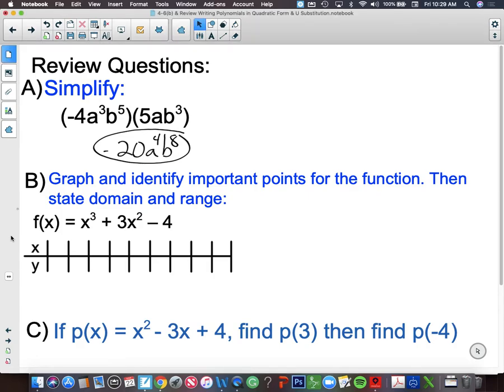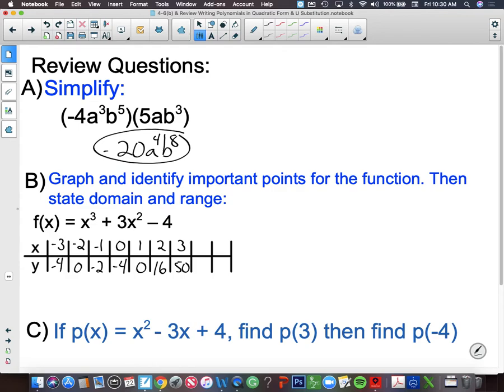All right, for the second one here, we want to graph and identify important points for the function and state domain and range. So we needed to get all of our x, y values. Remember, we go from -3 to +3, and then we see if that's enough information. So -3 is a -4, -2 is a 0, then we got -2, -4, 0, 16, and 50.